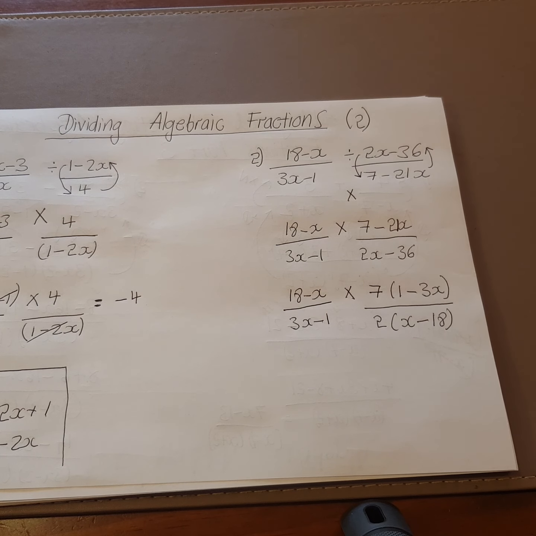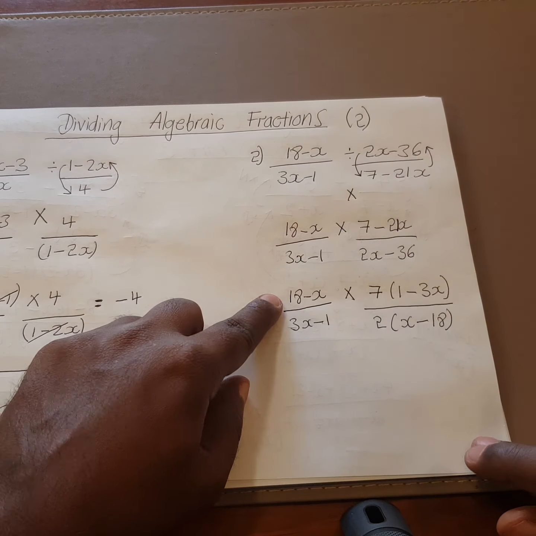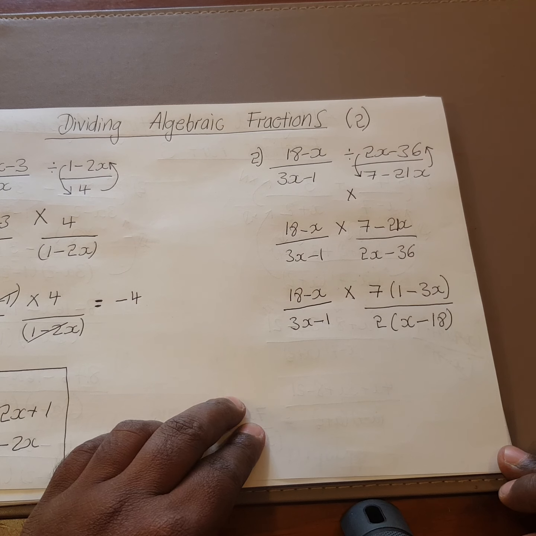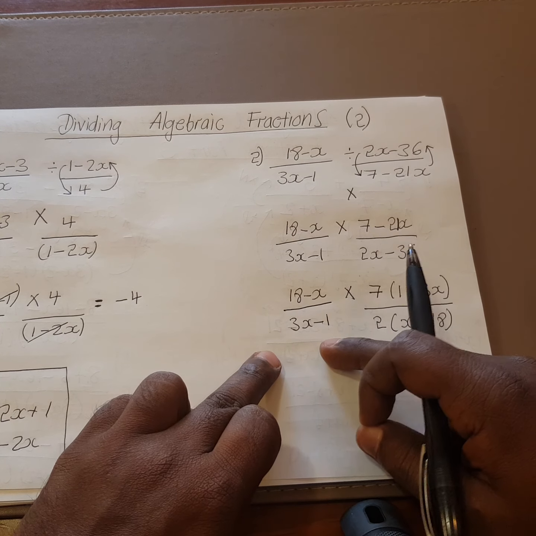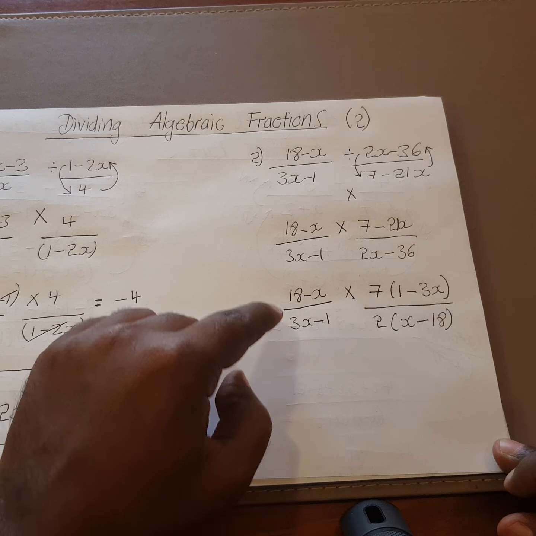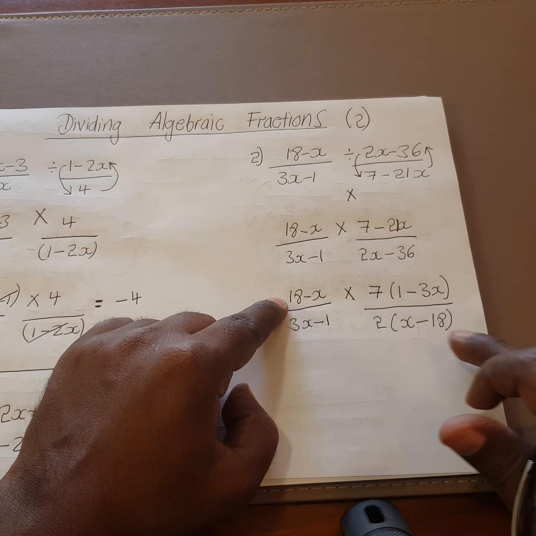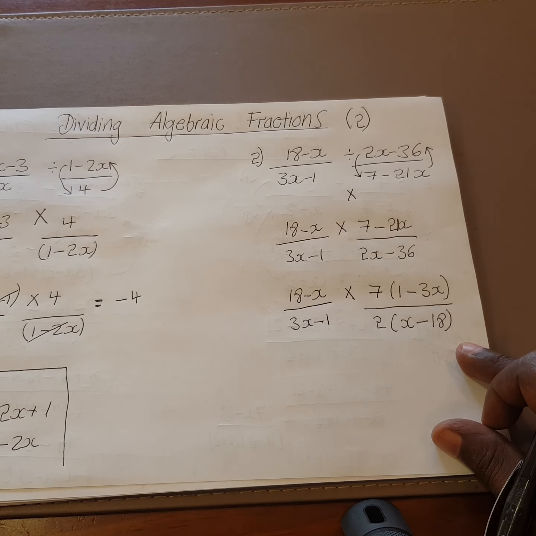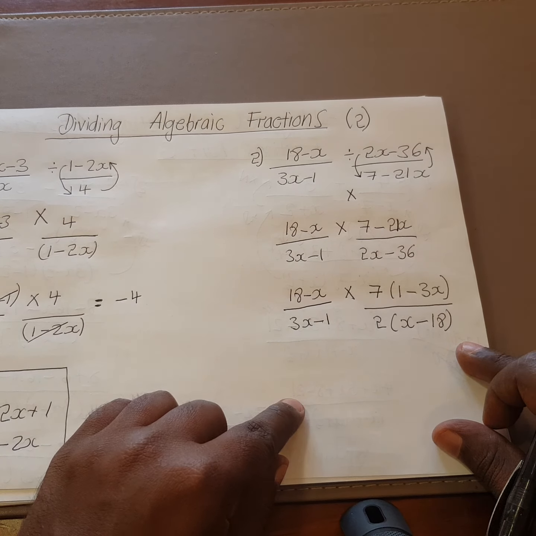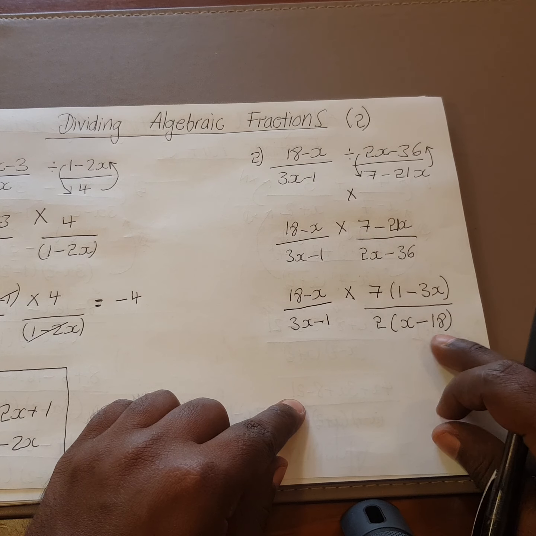It's very easy to make this blunder and say, oh yeah, 18 minus x and x minus 18, the same thing, so I'm just going to cancel it. No. Or 3x minus 1 and 1 minus 3x are the same thing, I'm going to cancel it. No. If you look carefully, let's look at 18 minus x and x minus 18. If you look carefully, there's just a difference in the sign. There's an 18 which is positive here, in here it's negative.